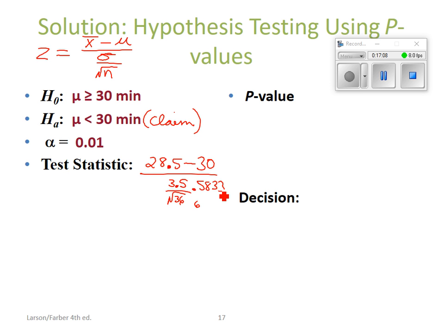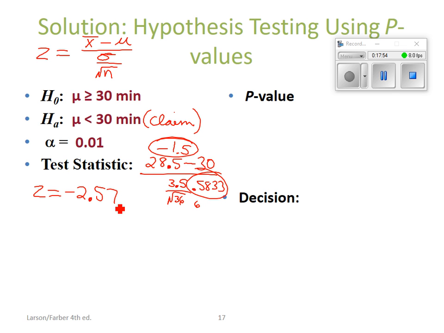Now subtract, we could probably do that in our head. What's 28.5 minus 30? Negative 1.5. And then you're just going to divide those two. Negative 1.5 divided by 0.5833. On my calculator, I'm going to punch in a bunch of 3s because it had a 3 repeating. That'll give us a more precise answer instead of rounding it off. And we end up with z equals, remember this is our test statistic, negative 2.57.